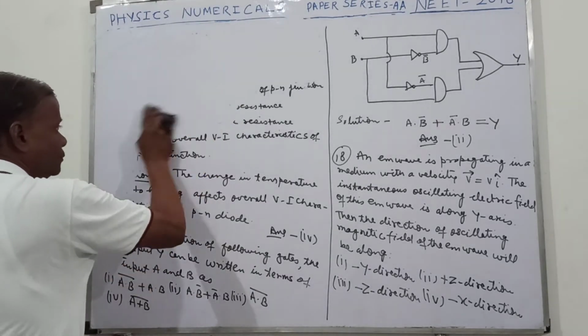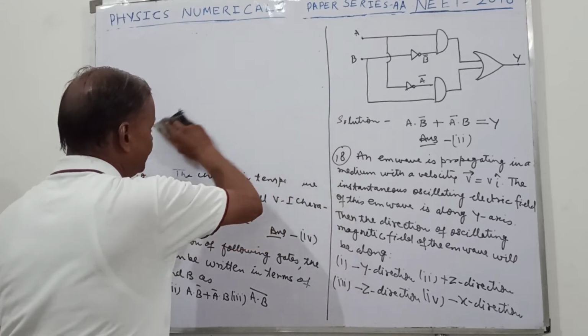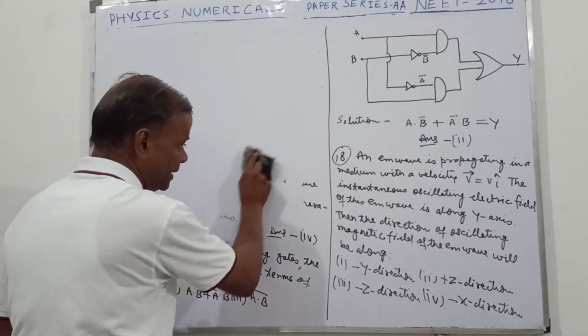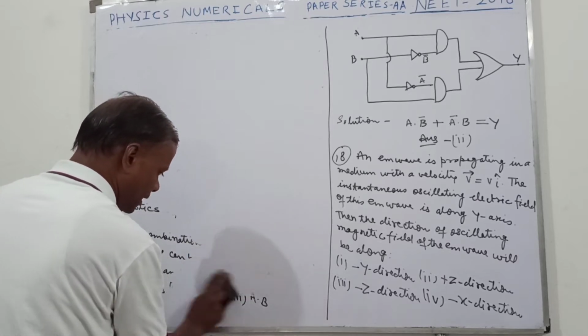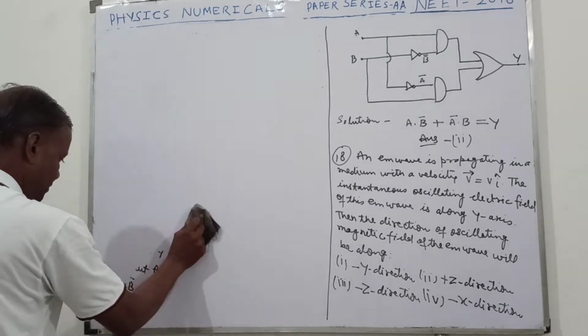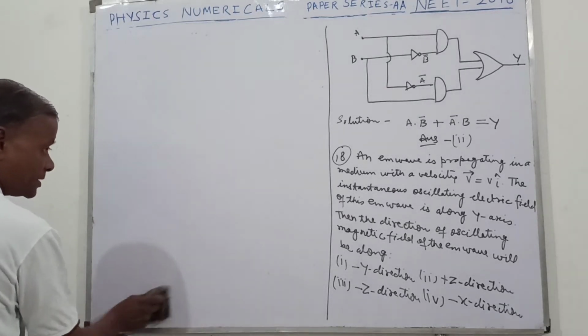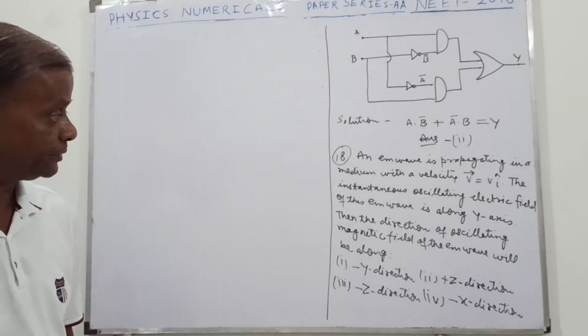So now as you read the question, you will find that the EM wave is propagating along the x-axis. Velocity is given as V i, so i means this is along the x-axis. And the electric field is along the y-axis, as this is given.